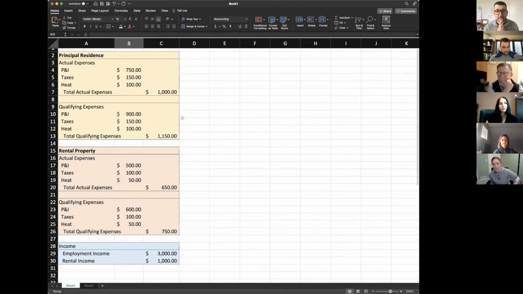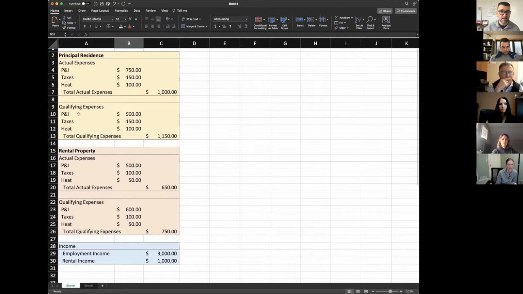So I'm going to address a scenario first off where we have a person that has a principal residence. And this is going to be interactive. So I'm going to ask you guys questions, and I want you guys to hopefully answer here. In the yellow box, I've got the principal residence. I've got the actual expenses. So P&I is principal and interest, taxes and heat. So the total expenses. We can assume that this client has no other debts. It's just purely property. Then we've got the qualifying details.